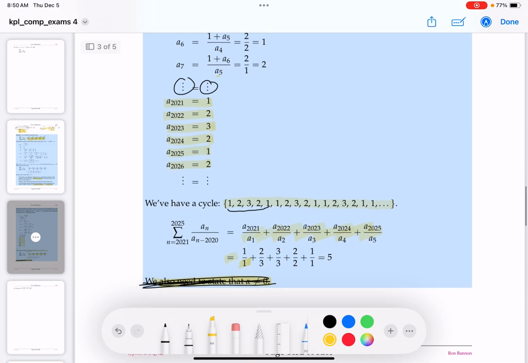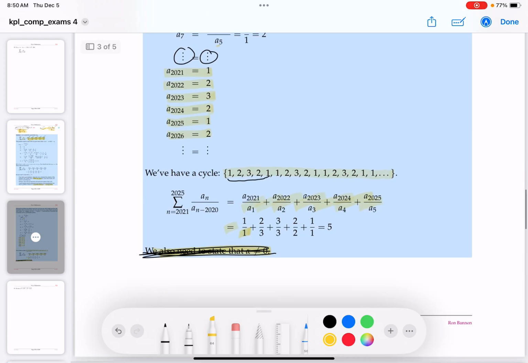Oh, you know what? I made a mistake in my notes over here. I gotta correct this over here. You're not going to see that when I copy this down, by the way. But let's write this down then.